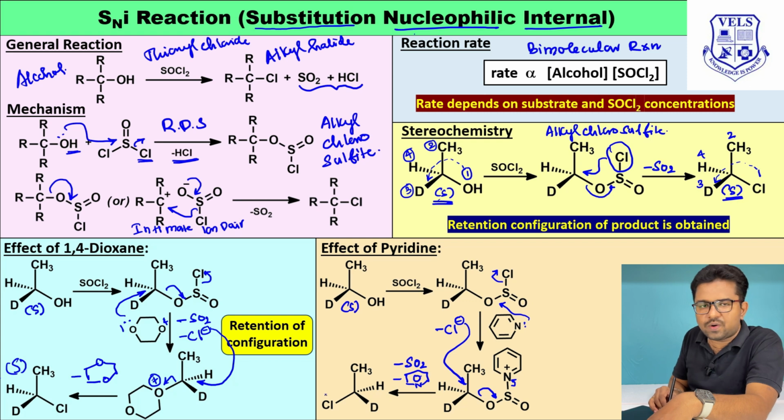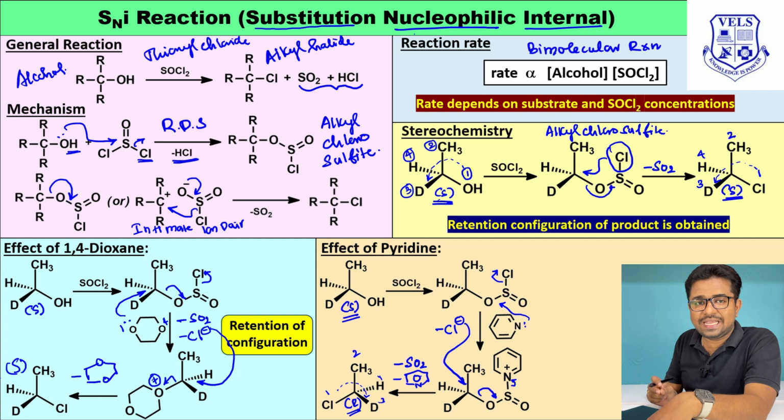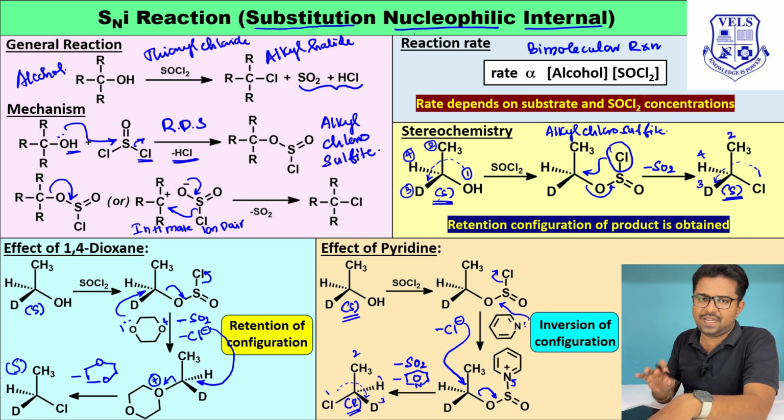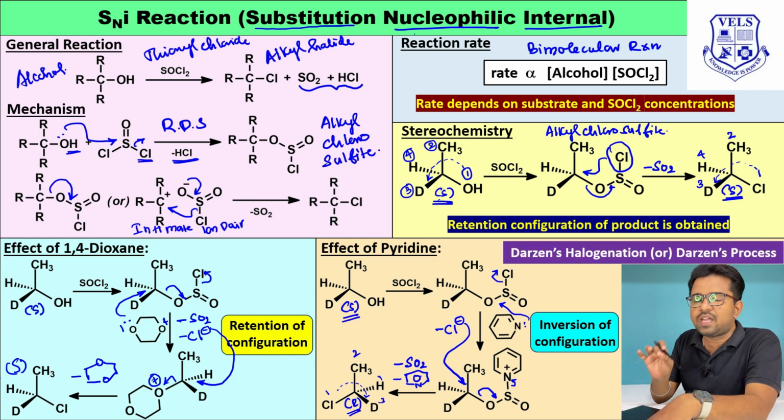leading to the formation of this product. If you look at the configuration of the product, the groups get priorities 1, 2, 3 and 4. Now this 1, 2, 3 is arranged in clockwise direction. The product configuration is R. So the reactant configuration is S and the product configuration is R. That means you get the opposite configuration product. This concept is known as inversion of configuration. If you use pyridine, the reaction gives the inversion product, and this process is called Darzens halogenation, otherwise known as Darzens process.